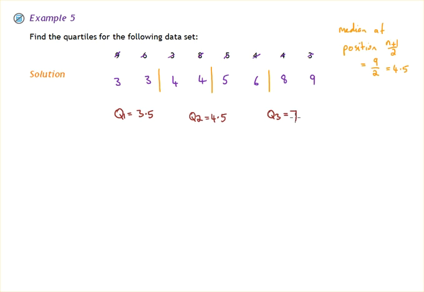But for this example, halfway between 6 and 8 gives us quartile 3, which is 7.